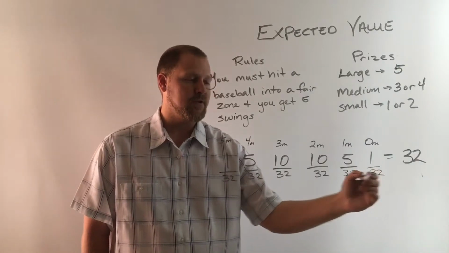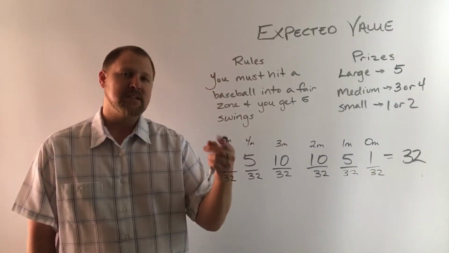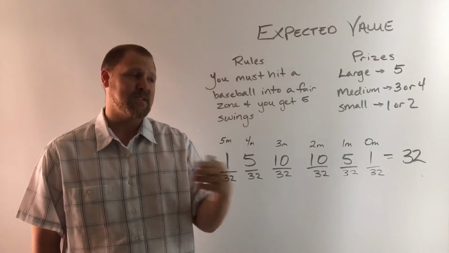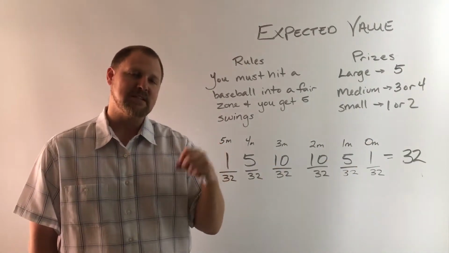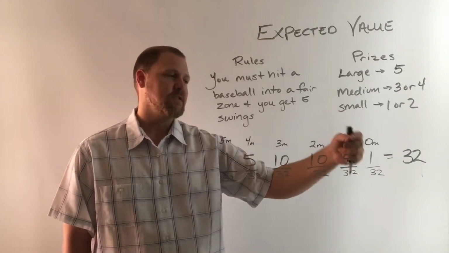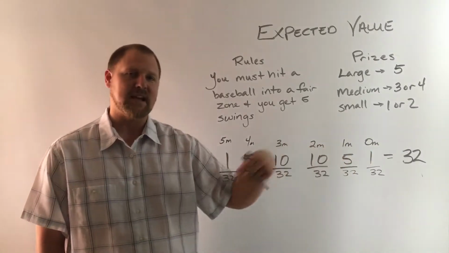Explaining that a little bit further, 5 makes is the best you can possibly do. The exact opposite is the worst you could possibly do: 0 makes. And think about that. 5 makes, 0 misses. 0 makes and 5 misses is exactly opposite.